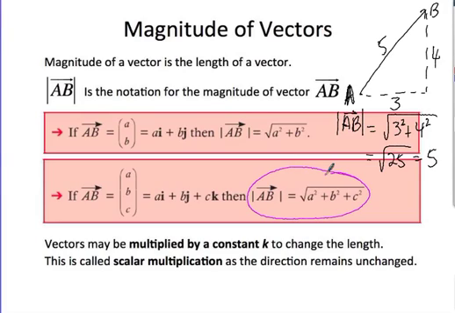All right. And then once you have the length of your vector, you can multiply it by a constant to change its length, and that's called just scalar multiplication. So if I wanted the vector AB to be 10 units long, I would multiply by 2, obviously. And obviously the size of the components would change as well.